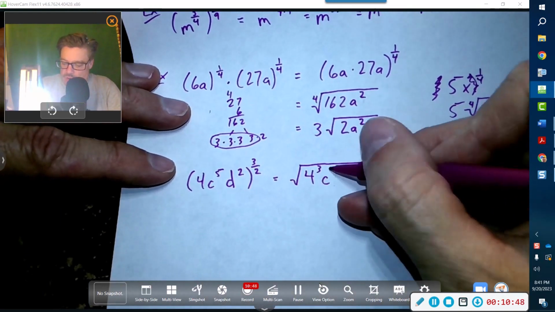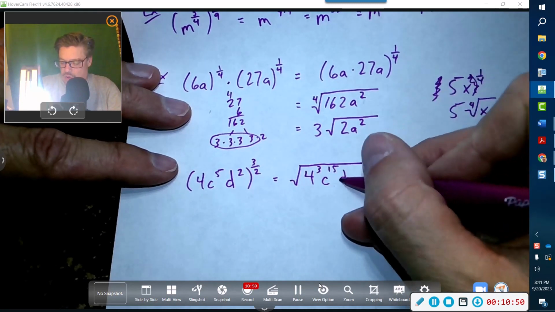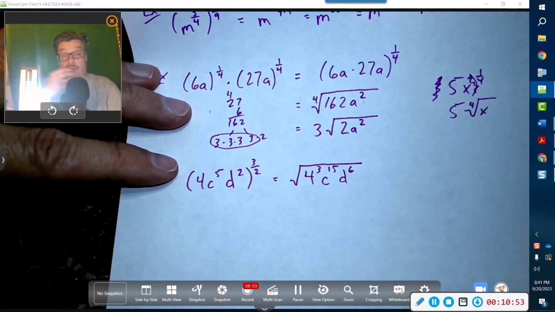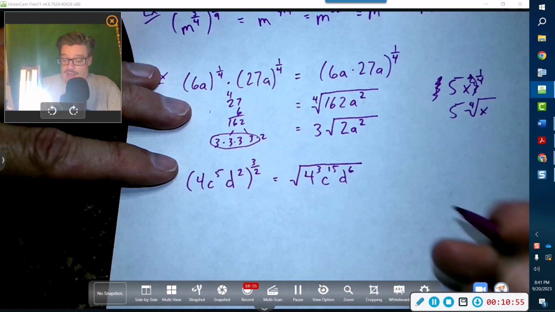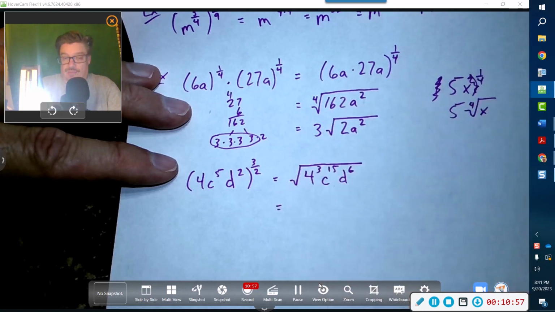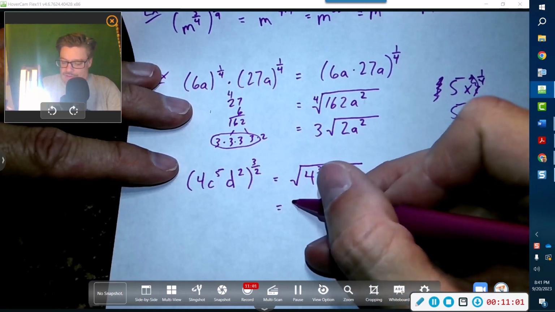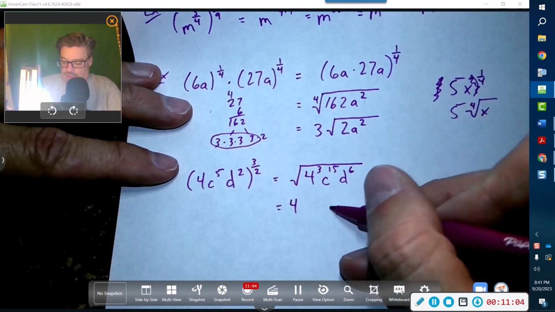C will go up to 15, and then D will go up to 6, because remember, we multiply by 3. Okay, so with square roots means that we can take out pairs. And so we'll just take out pairs. We got a pair of 4s coming out, because there'll be one left over.